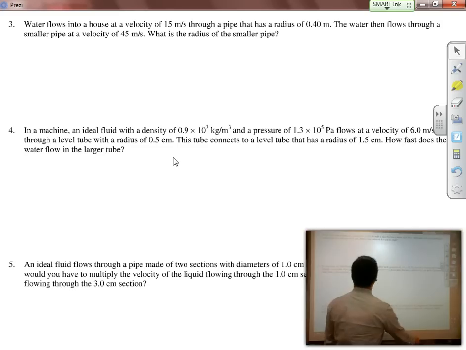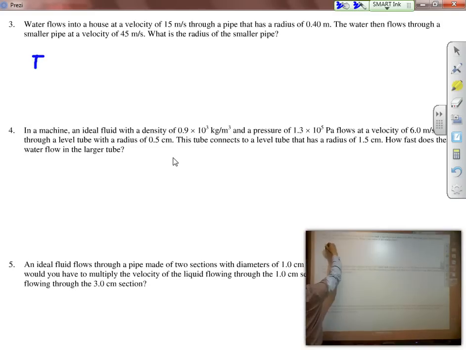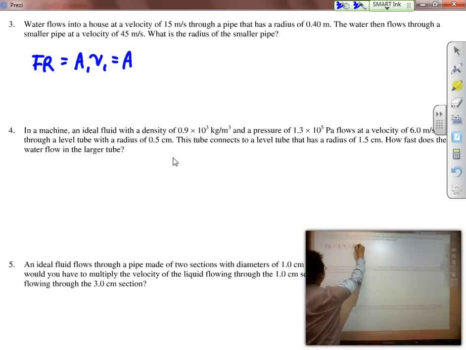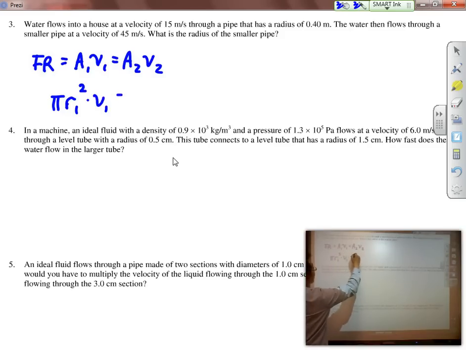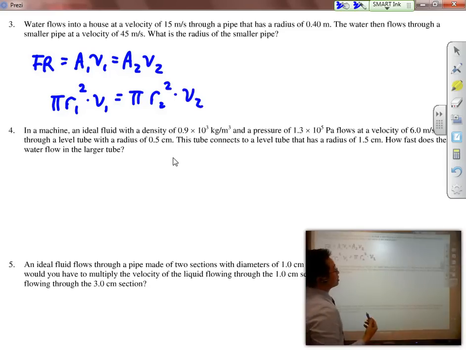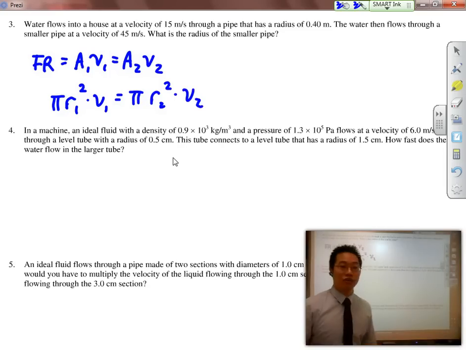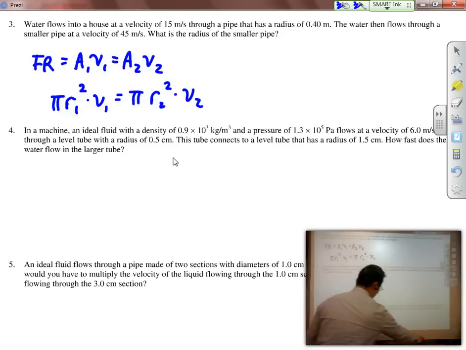So when we deal with flow rate, you're simply dealing with A1V1 equals A2V2. So the area is a circle, so we're going to make that pi R1 squared times V1 equals pi R2 squared times V2. To me, it's just easier to put everything into the equation rather than solving for each individual area, though you could do that as well. And you can see that there's a pi on both sides, so let's just cross that out.